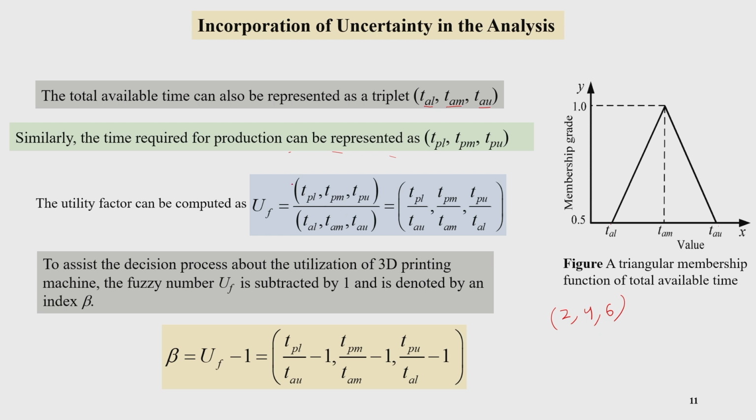So here what will be the operation, that here TPL, TPM, TPU, TPN. In the middle, most likely by most likely, that will be intact, but TPL divided by TAU, that means the low estimate of this divided by the high estimate of this, will give one extreme, and similarly TPU by TAL.